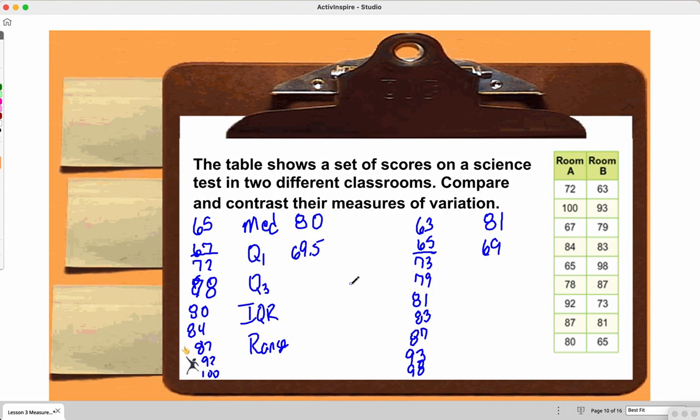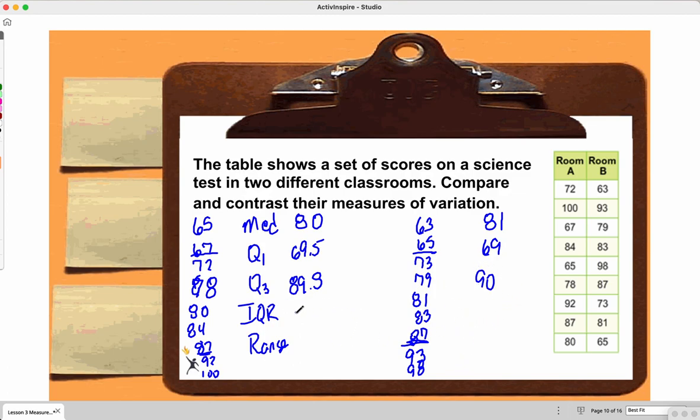So one of the things we're thinking, okay, probably the grades are a little higher in room A. Let's see if that holds true. All right, our upper quartile is between 87 and 92. So our third quartile in this case is 89.5. Here it's between 87 and 93, which makes my third quartile 90 on this one. Okay, so now we move down, so I have a slightly higher upper quartile, so maybe I have higher scores at the top.